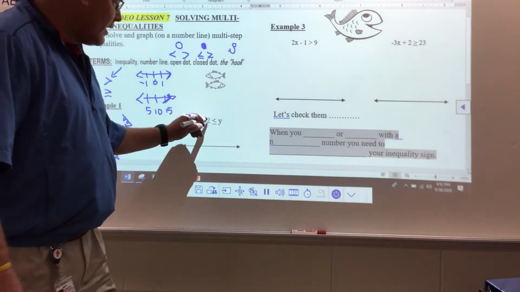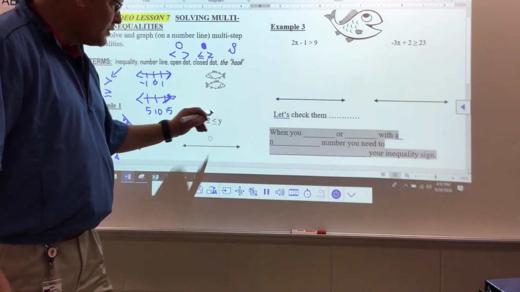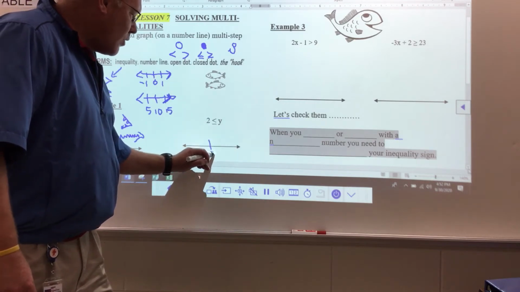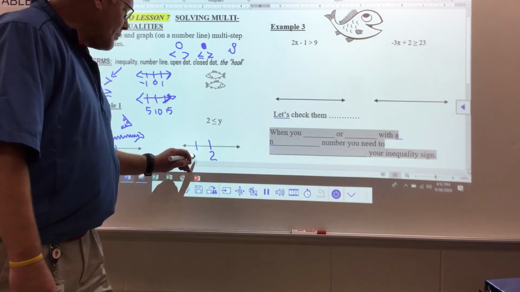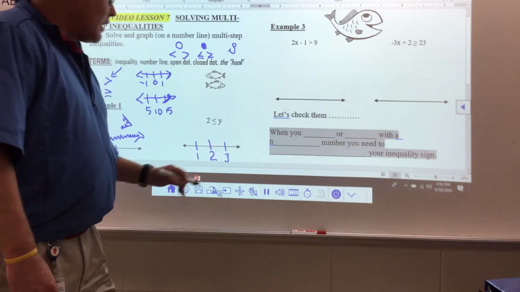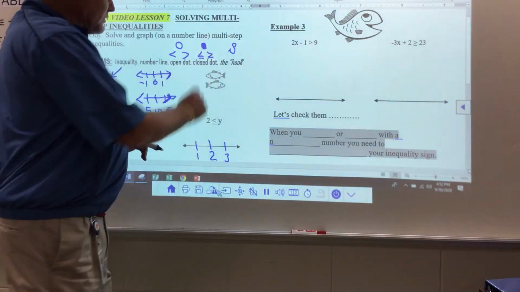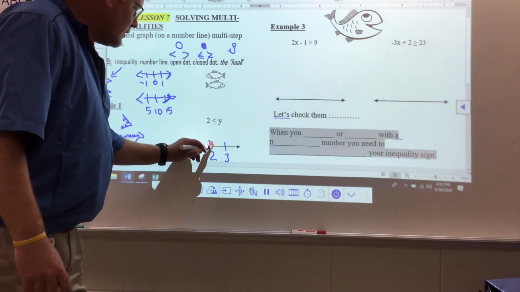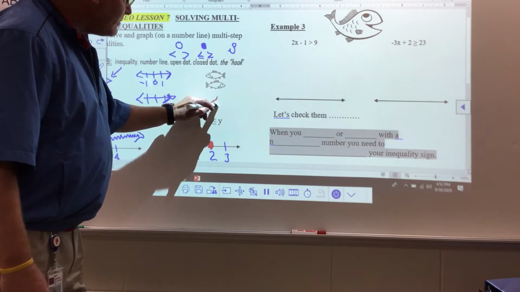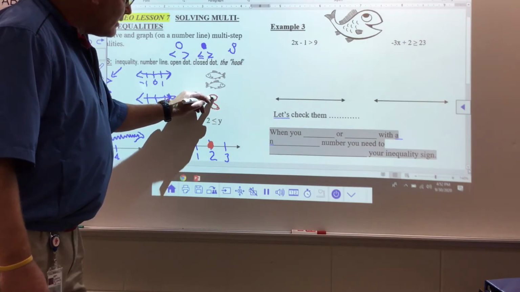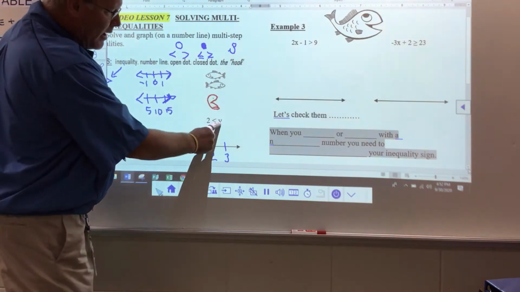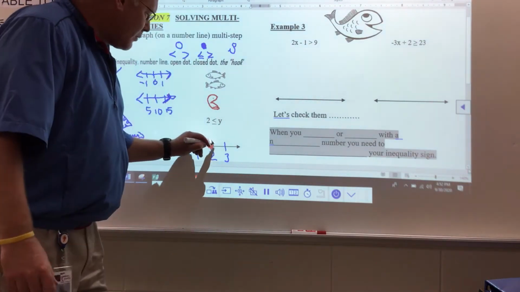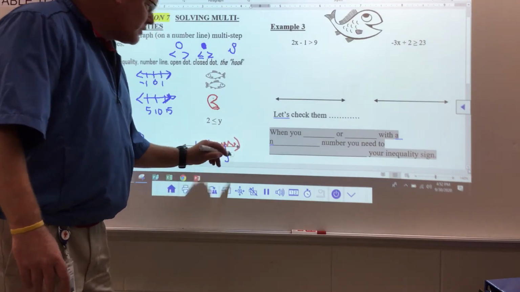For this one right here, it says 2 is less than or equal to y. So we're going to put 2 on here. Maybe again we'll put a 1 there, maybe we'll put a 3. We know the type of dot that we're going to use is a closed dot. And I'm going to change this. I'm going to put it actually on the number line. And again, that Pac-Man right there, that mouth is opening up for the y. So the y is bigger. So where do we find values that are bigger? We're going to find those over here to the right.